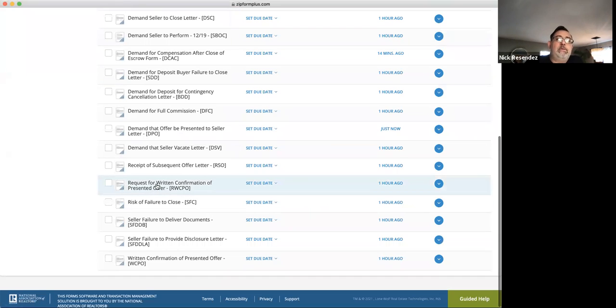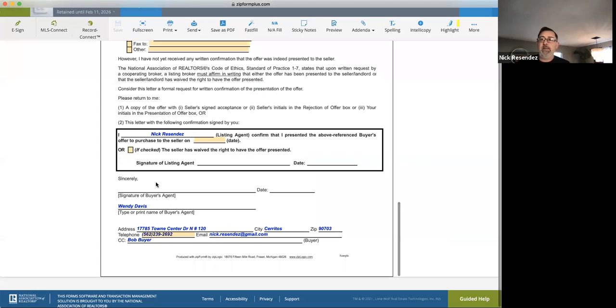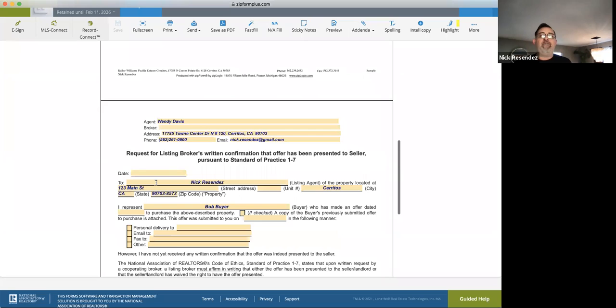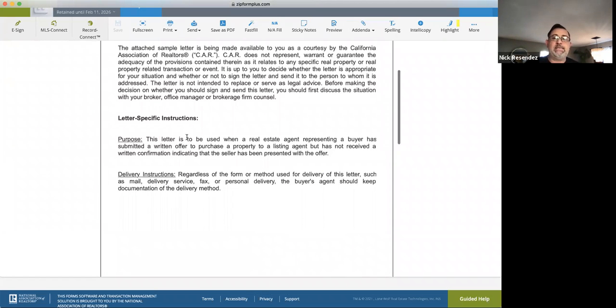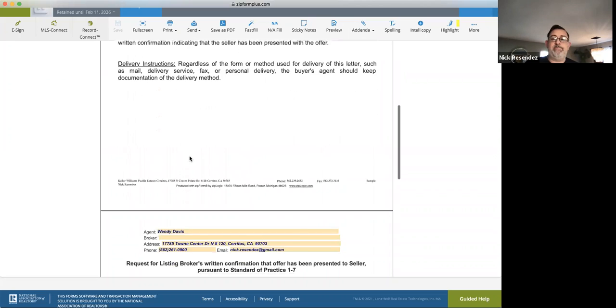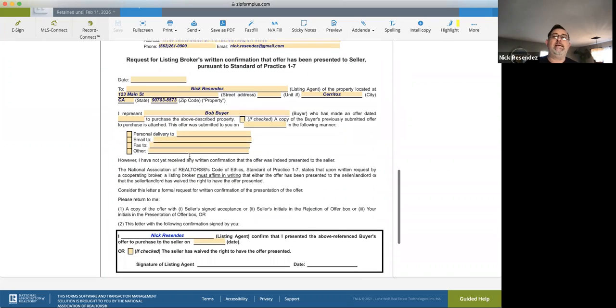So, receipt for written confirmation of a presented offer. So here's where we go back to giving proof that an offer was presented. This one is for when a real estate agent representing a buyer has submitted an offer, not received confirmation that it's been presented. Okay, so this is probably where you would start when you've submitted an offer and you're not getting any sort of response with it.